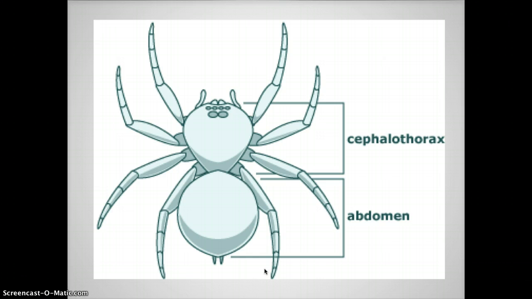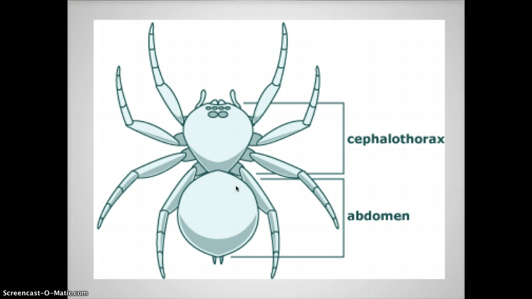So the first thing I want to point out is that all arachnids have some common features. They all have two body sections. They have a cephalothorax and an abdomen. The cephalothorax is kind of like the head and thorax that we saw in the insect group fused into one, and the abdomen is pretty much the same. So here we see a cephalothorax, and that is this whole region up here, and then we see the abdomen down here.